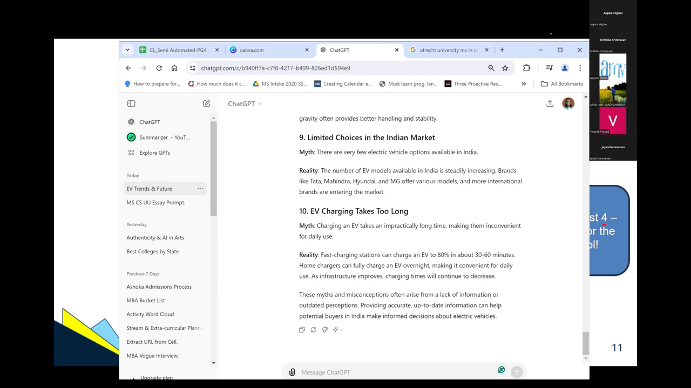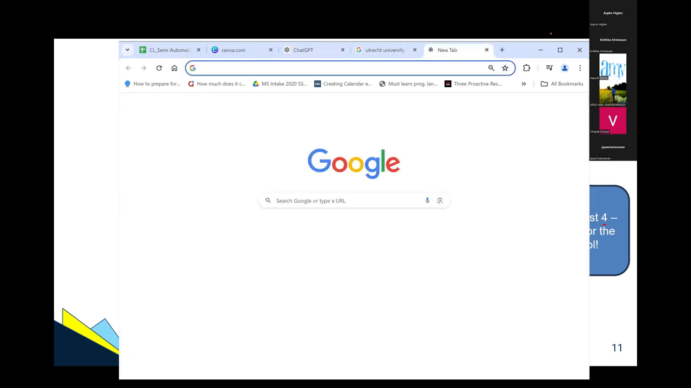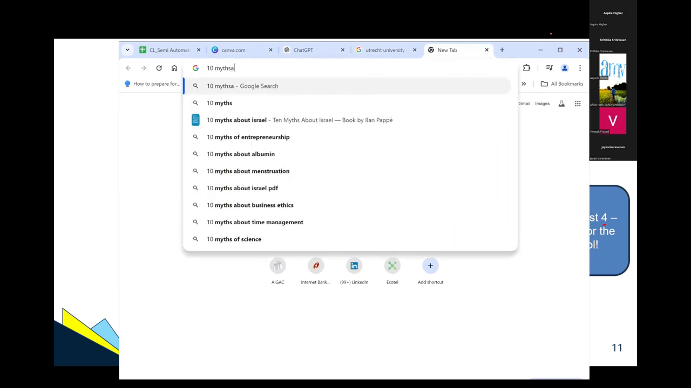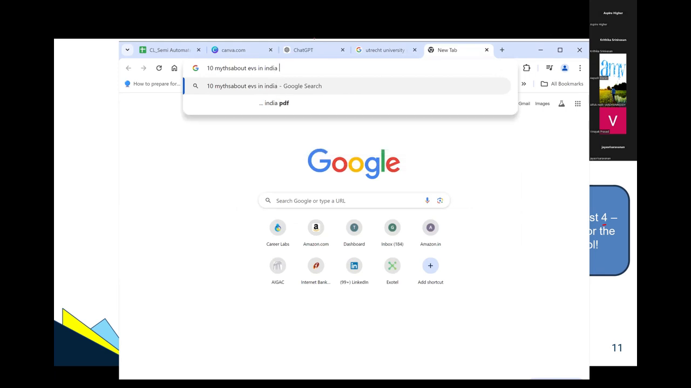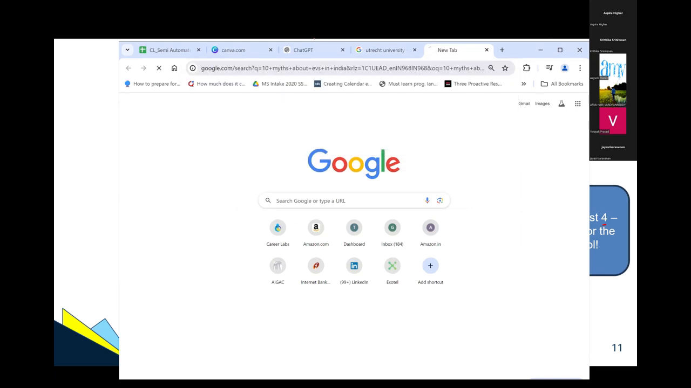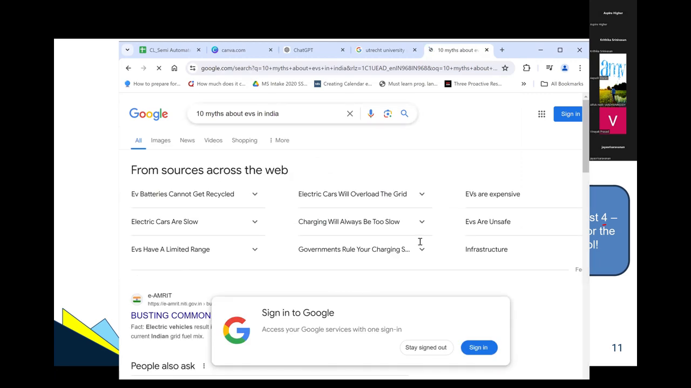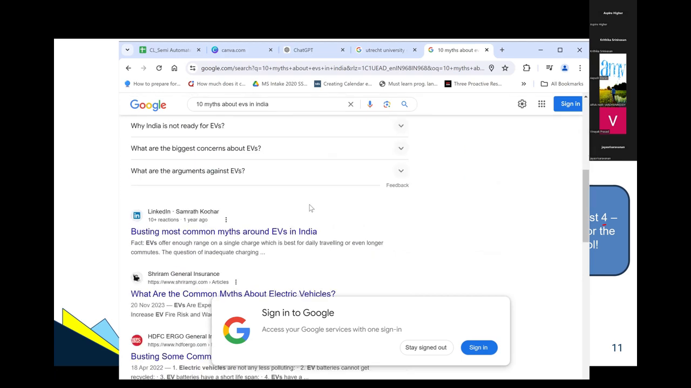Now, if you don't believe me, why don't we go and check this online right now? We can look at the same topic, 10 myths about EVs in India, and see what comes up. And for this, I love to use Bing, because Bing will give you a lot more, and you will see that the answers that ChatGPT gave you were already available on the web. So this is another reason why we will not use lists directly from ChatGPT, because it doesn't really help us.